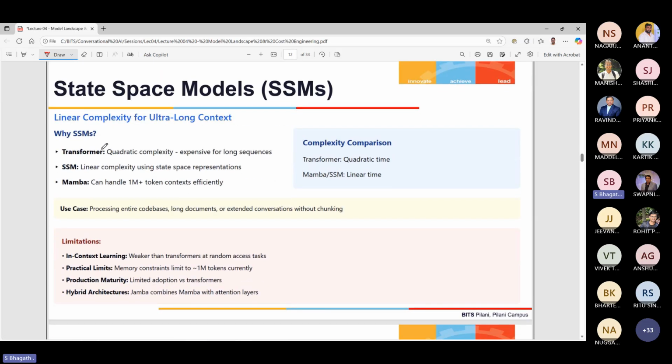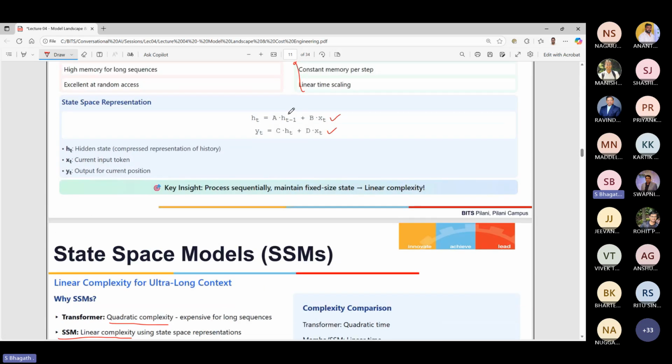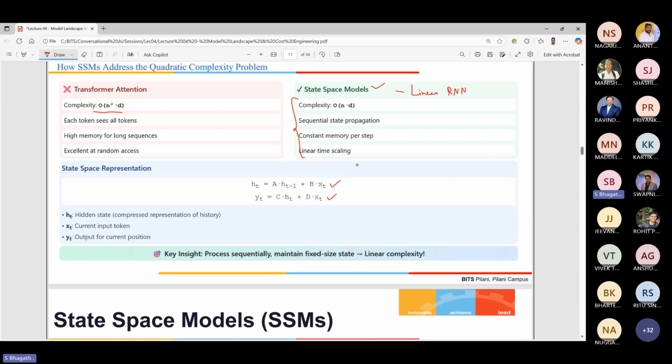Before that, we will see what is there in this slide. The same thing, whatever I talked about. Transformer is quadratic complexity, expensive for long sequences, but this is linear complexity, because the equation is also linear, if you see. So how is this calculated, you want to know.